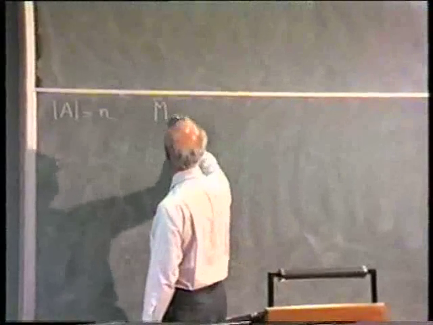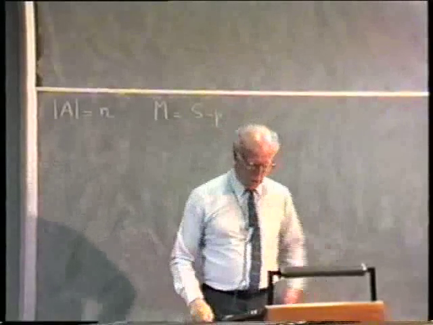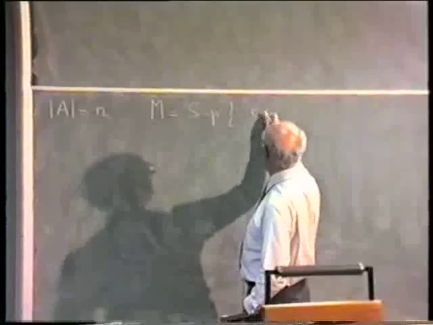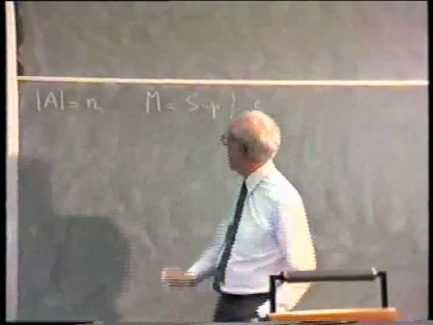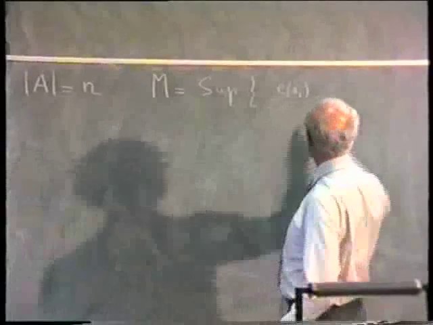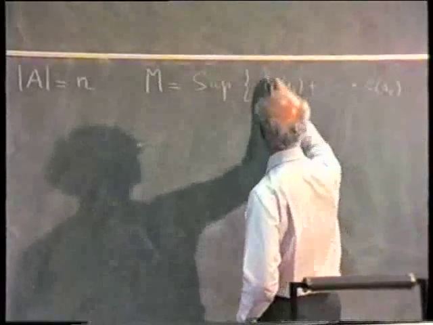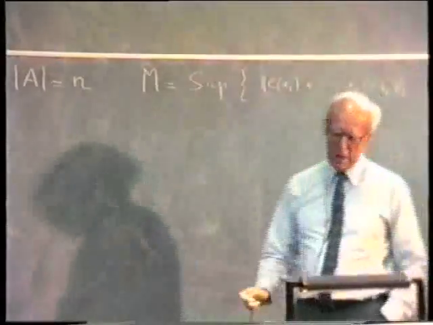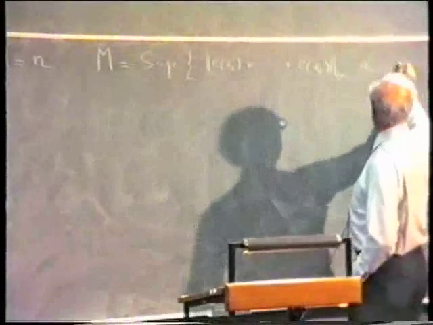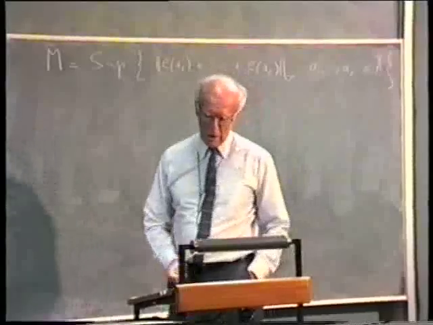I will use, in the definition of non-competitiveness, the supremum of the norm of e(a_1) plus ... plus e(a_L). I will explain all this in a moment. I take the norm of this sum, and the restriction is that a_1, ..., a_L are all in A, naturally. And this is the definition of the number capital M.